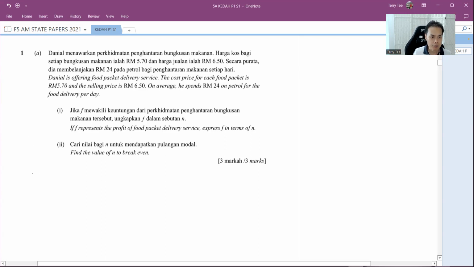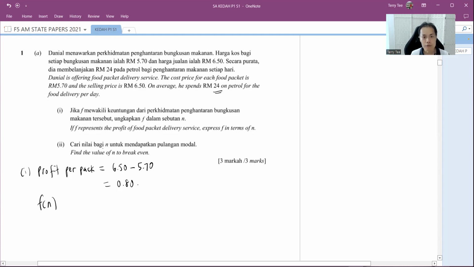Okay, maybe I'll just break it down for you. The first thing is the profit per pack. The profit per pack is 650 minus 570. That will be 80 cents, right? So if you sell n packets per day, or if you deliver n packets per day, you have to multiply by n. But he has to spend 24 ringgit on petrol. So we can write down the function, in this case, Fn. And I'll read the question carefully.